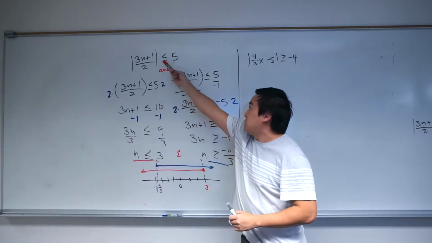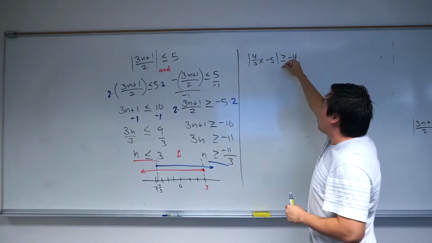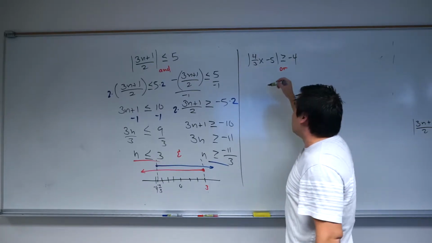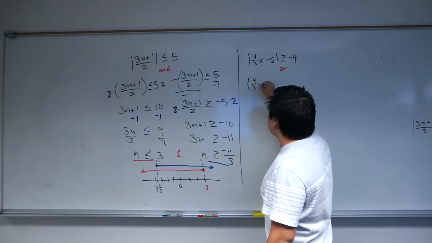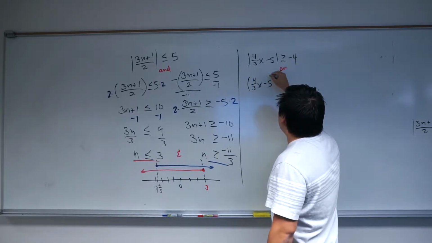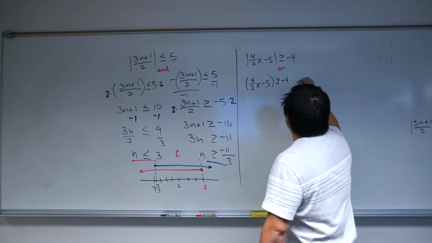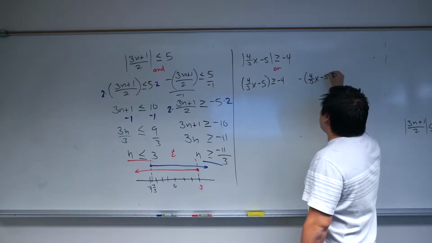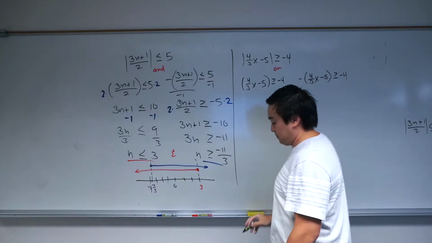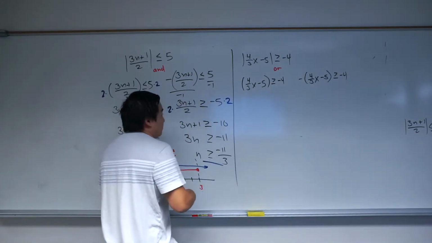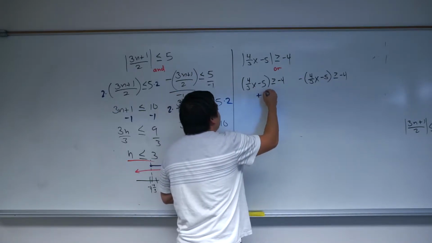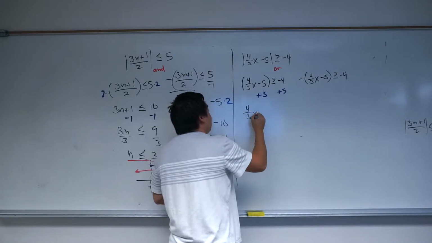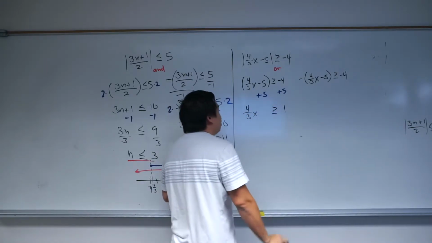So determine the type using the inequality. Greater than is an or. And then split it using the parentheses. So 4 over 3x minus 5 is greater than or equal to negative 4, and then negative 4 over 3x minus 5 is greater than or equal to negative 4. So if I add 5 to both sides, what we get is 4 over 3x is greater than or equal to 1.